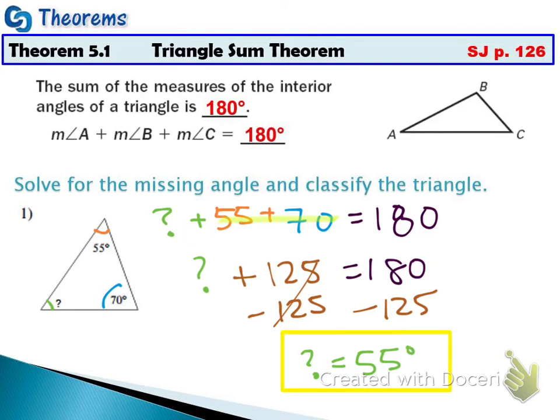We are going to classify this triangle, so we know this angle is 55 degrees. So what is the largest angle in this triangle? 70, which means it is acute. And then we don't know anything about the side lengths, but we do know angle measures, right? How many angles are congruent? 2, which means how many sides are congruent? 2, which means that this is isosceles.